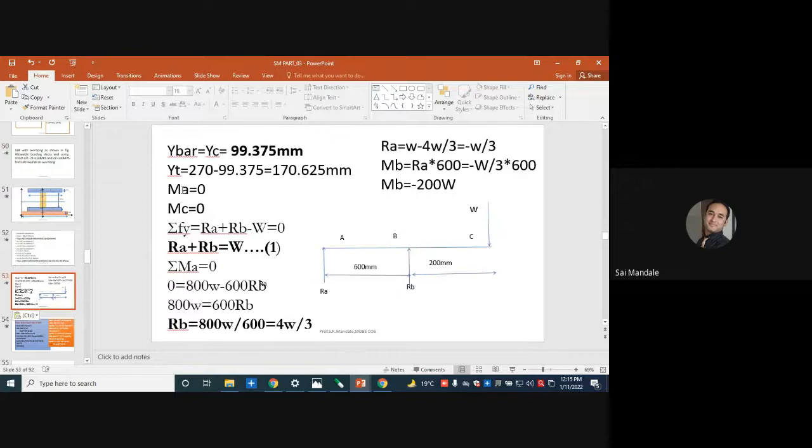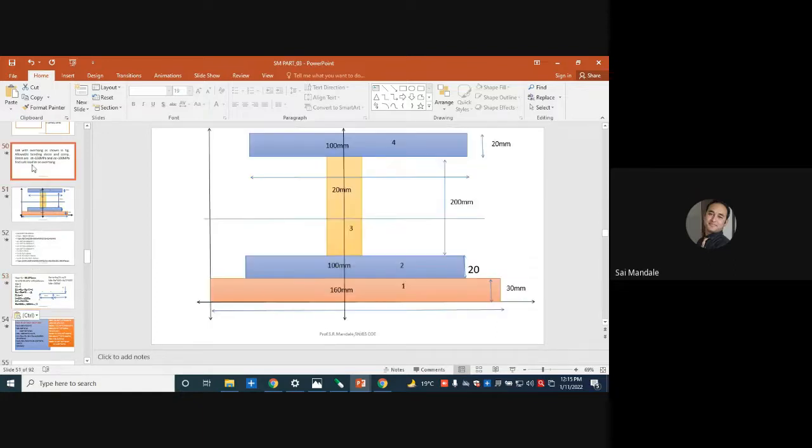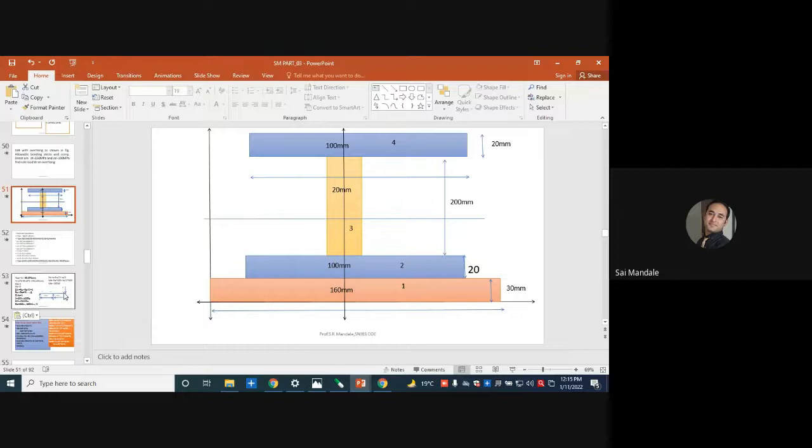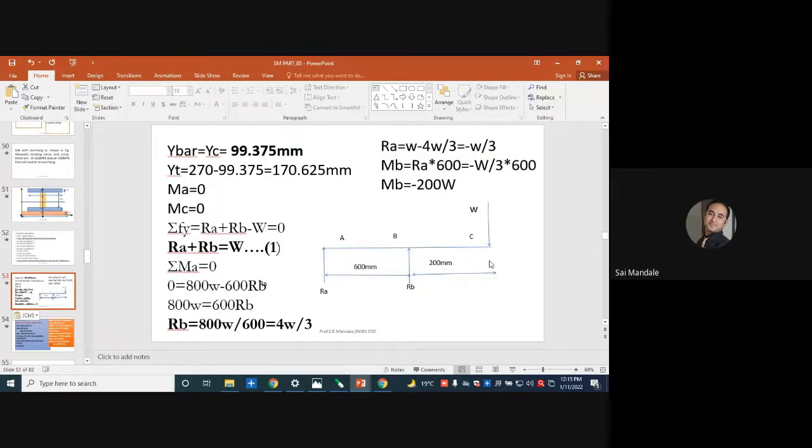But here it is a simply supported beam with overhang. The overhang is given to you. So once this beam is bent, it bends like a cantilever. In that case, the top layer is subjected to tension and the bottom layer is subjected to compression. So the bottom layer means Y bar is equal to YC, so it is 99.7, and the total length minus this is equal to YT. So we have YC and we have YT.